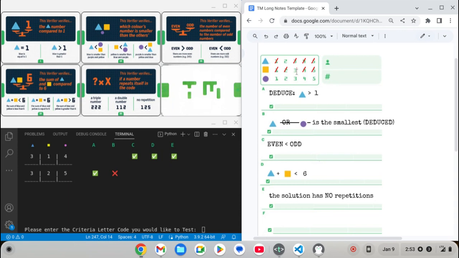Now we need an odd, but because triangle is the smallest, that means that circle can't be a 1. It's too small. It can't be a 2 because you can't have 2 evens and you can't have a duplicate. Can't have a duplicate 3. You need an odd because you already have an even in triangle. So it can't be a 4. So yeah, so it looks like it's 2, 3, 5.